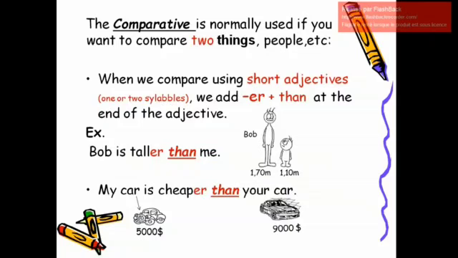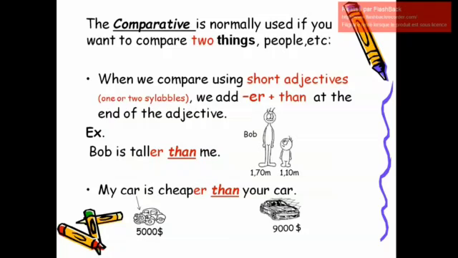When we compare using short adjectives, means one or two syllables, we add er plus then at the end of the adjective. Here, as you see, we have Bob versus me. Bob is 1 meter 70, so Bob is taller than me. Taller. Here we have tall plus er plus then, etc.